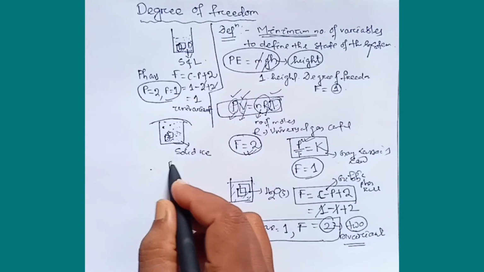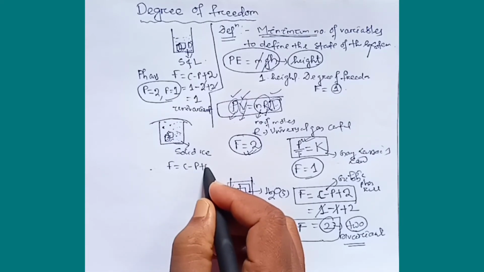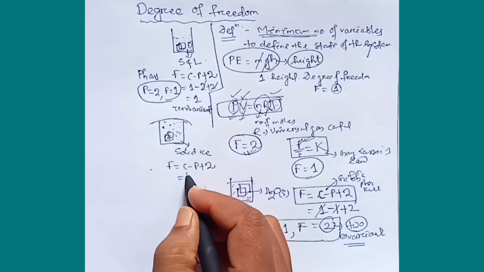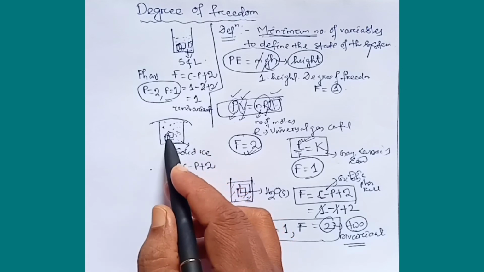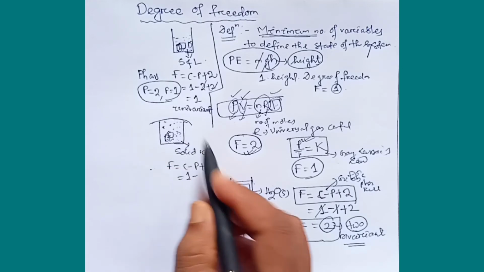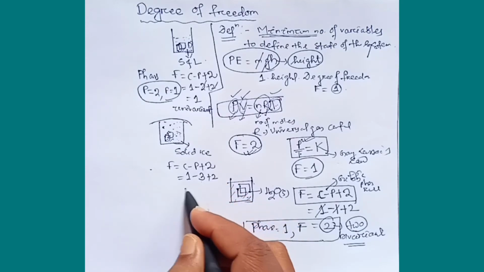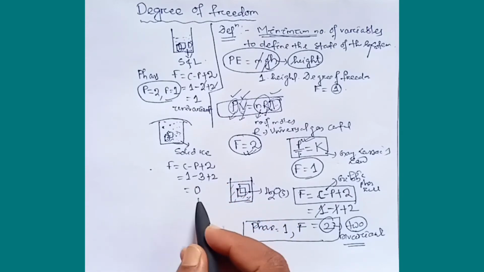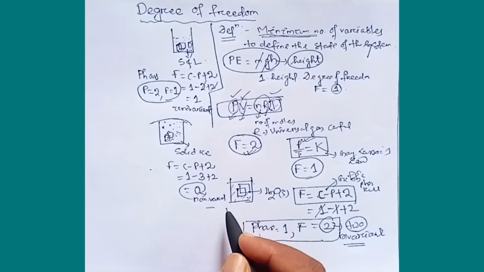So what will be the phase? F equal to C minus P plus 2. So here component is obviously 1. Phase will be 3. So one is solid, other is liquid, other is vapor. So it is 1 minus 3 plus 2. So what happens? It is 0. What do you observe? That is non-variant. Here degree of freedom is not dependent on any variable.